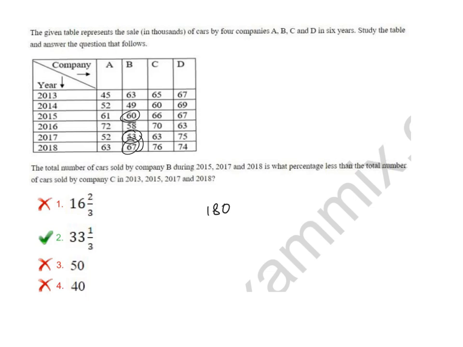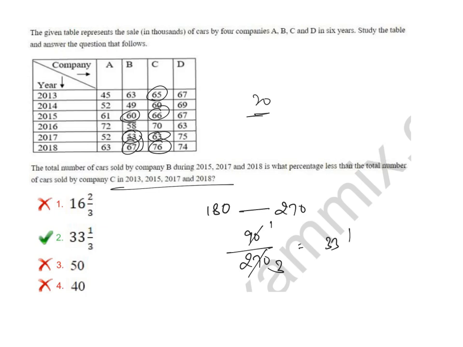Is what percent less than the total number of cards sold by the company C in 2013, 15, 17 and 18. C in 13, 15, 17 and 18. So you got 5 plus 6, 11, 11 plus 9, 20, keep it aside. 60, 60, 60, 180, 180 plus 70 is 250. So plus 20, 270. So how much less is it? It is 90 less upon 270. That is exactly 1/3. 1/3 means 33 1/3% less.